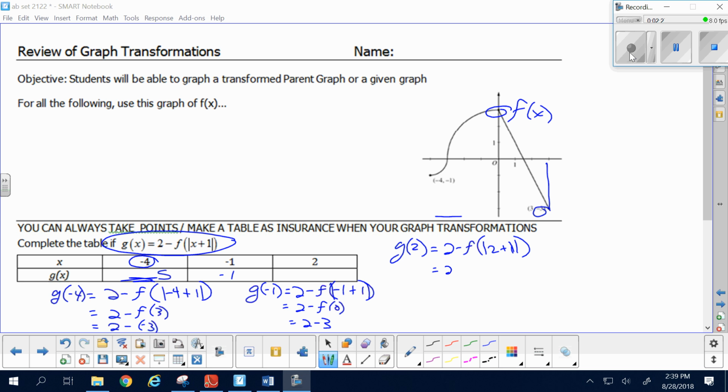If I put in 2, I get 3 in the absolute value. That's still 3. 2 minus f at 3. That looks familiar. That's the first one we got, just a little different source. But 2 minus 3 is 2 minus -3, which is also 5.